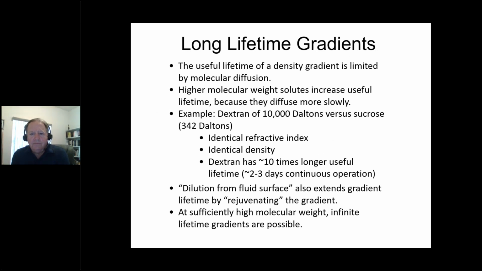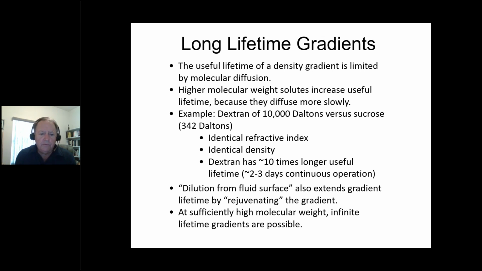Okay, the lifetime of a gradient is set by the molecular diffusion of the components in the gradient. The higher the molecular weight, the more slowly the molecules diffuse. If you wait long enough, the gradient eventually collapses because diffusion makes the concentration uniform across the whole of the liquid. But you can make the gradient last longer by increasing molecular weight, and I've given an example here. Dextran, which is a polyglucose of 10,000 Daltons compared to sucrose of 342 Daltons, and these two solutions at the same concentration will have identical refractive index, identical density, but the Dextran will have approximately 10 times longer useful gradient lifetime. In other words, you can run the instrument continuously for a couple of days without having to replace the density gradient.